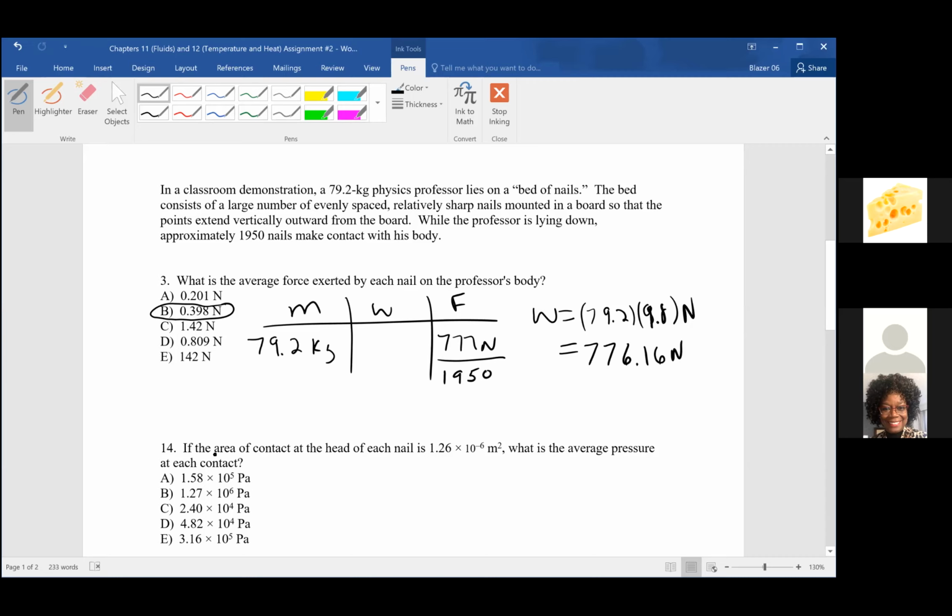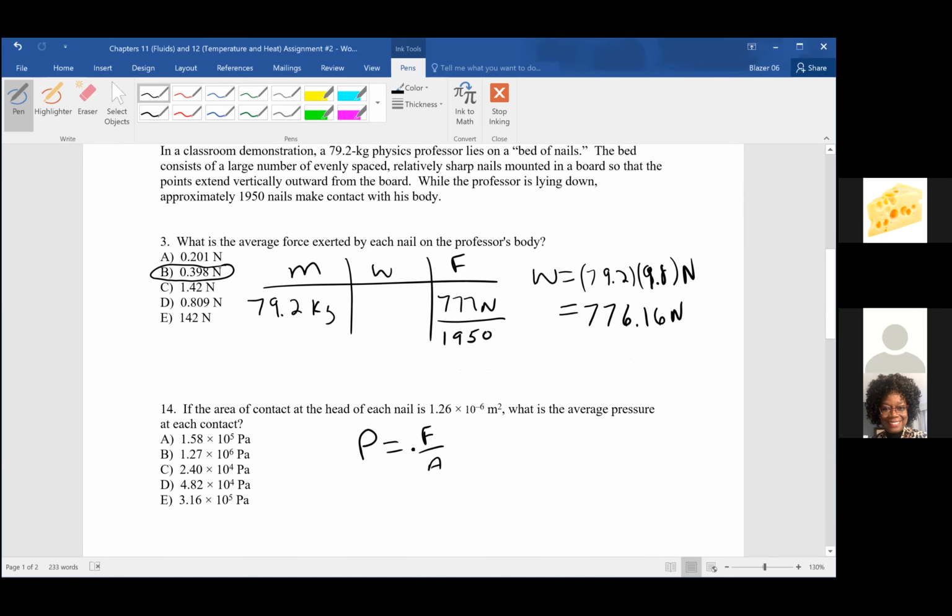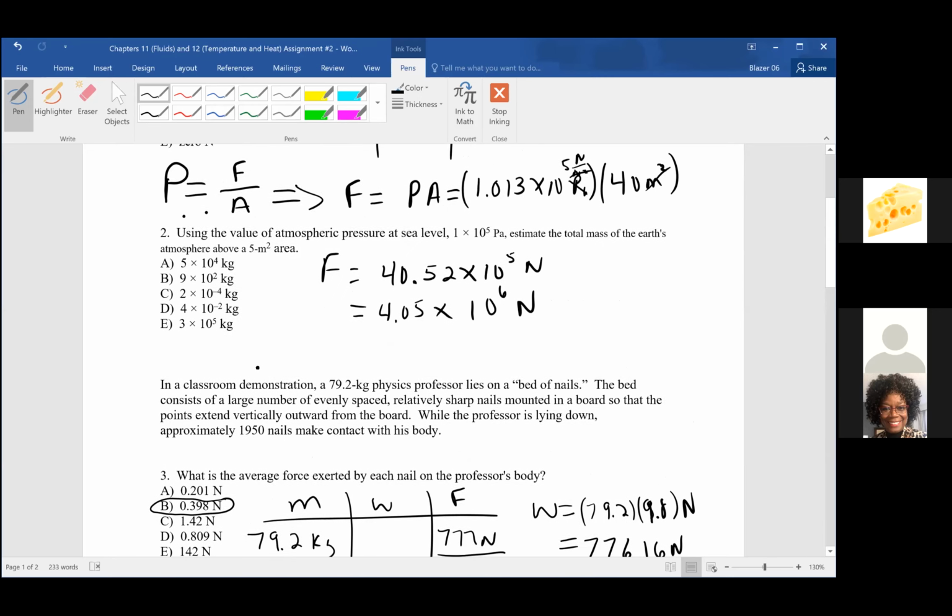Now, if the area of contact at the head of each nail is this many meters squared, so now we know the force per nail. We know the contact area per nail, which is the area. What is the average pressure? So we're going to find pressure now by saying force over area. So please do that. You should get one of these answers. I only gave you 4 problems. 1, 2, 3, 4.